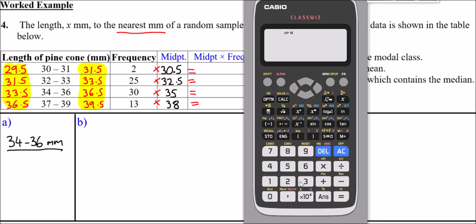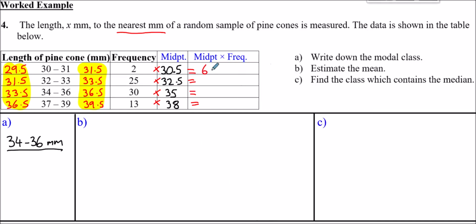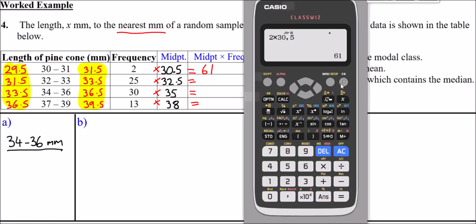So, first of all, 2 times 30.5 is 61. Next one, 25 multiplied by 32.5. So 25 first times 32.5. That should give us 812.5.